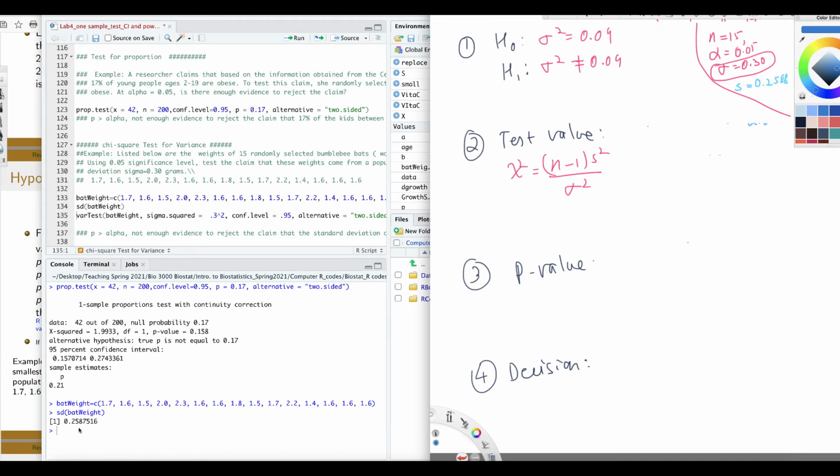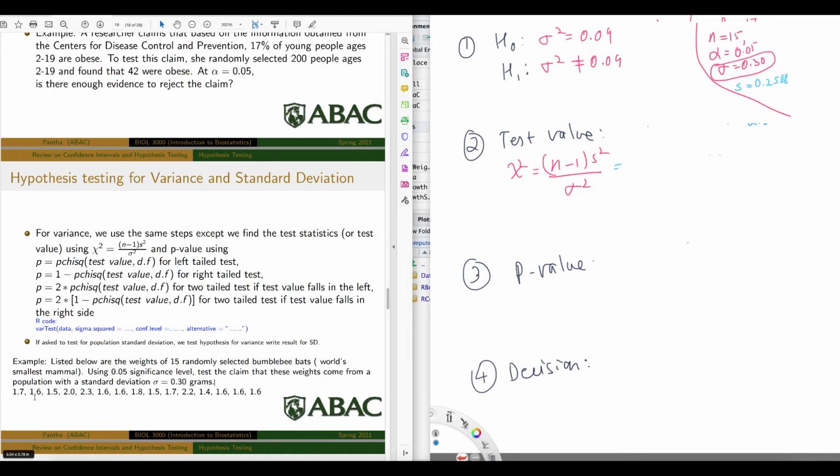You will do the square of that. So n is how many? How many data points are there? Let's count, there are 15, because it says 15 randomly selected. So 14 times S square, which is 0.2588 squared, divided by sigma square, which is 0.09. That is the sigma square.